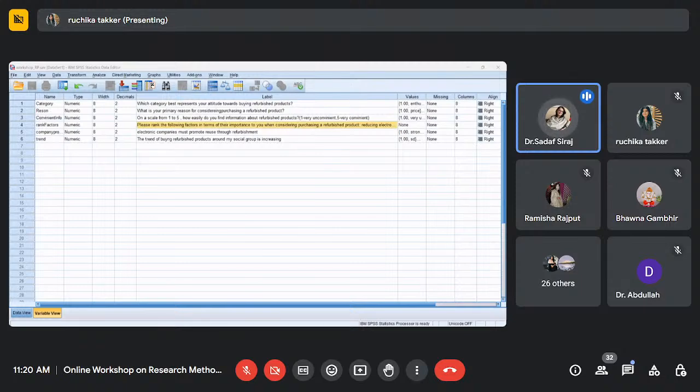So just consider a very simple example. I'm having 5 constructs in my study. One construct can be attitude, the other construct can be environmental knowledge, the third construct can be social norms, the fourth construct can be the marketing initiatives. I'm just taking Ruchika's example. I'm trying to understand the consumer buying behavior of people with respect to refurbished products.